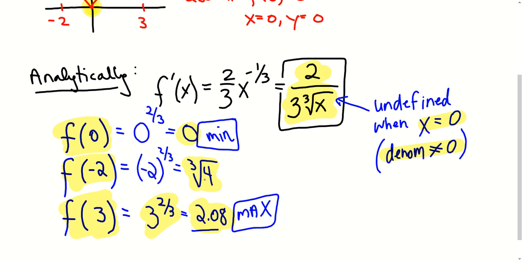All right. So 0, I determined, is my minimum because it's lower than anything else. My maximum is 2.08 because it's larger than anything else. And the cube root of 2 is either a minimum or a maximum. They don't always have to be minimums or maximums.